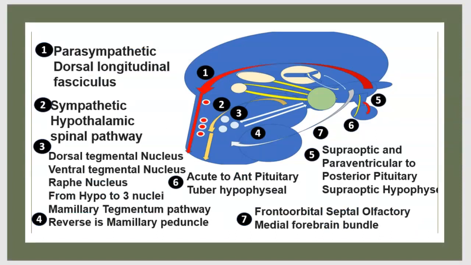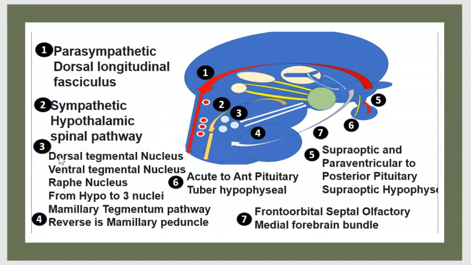The first pathway is the parasympathetic dorsal longitudinal fasciculus, the red one. Number two is the sympathetic hypothalamic spinal pathway.